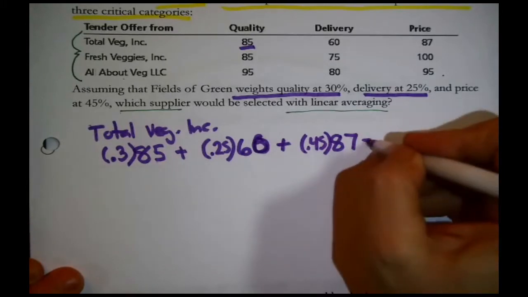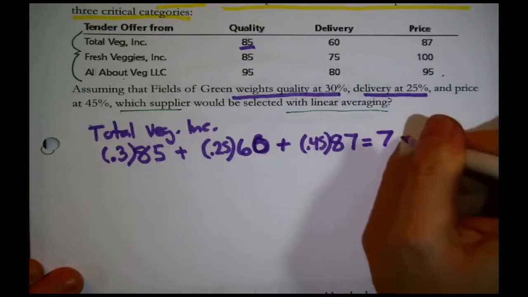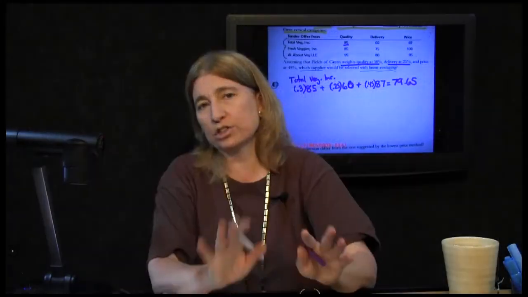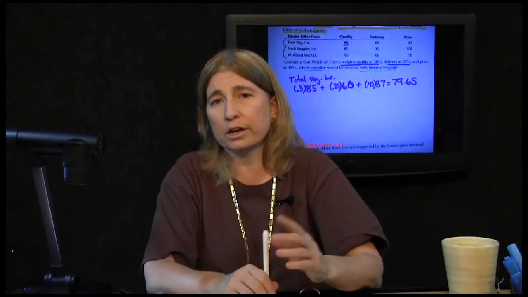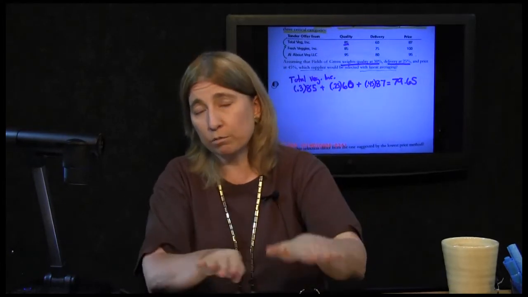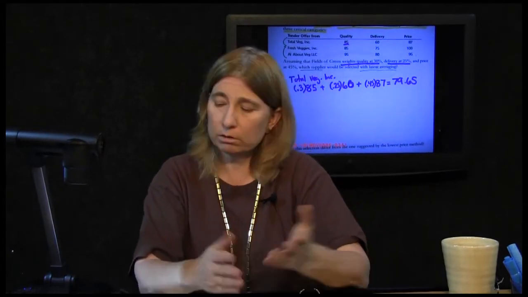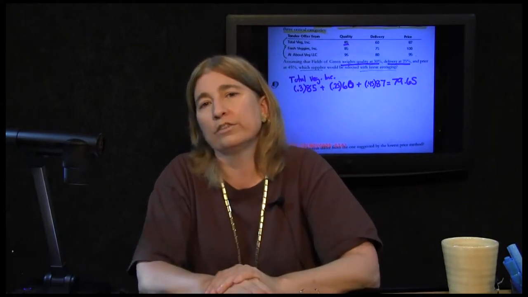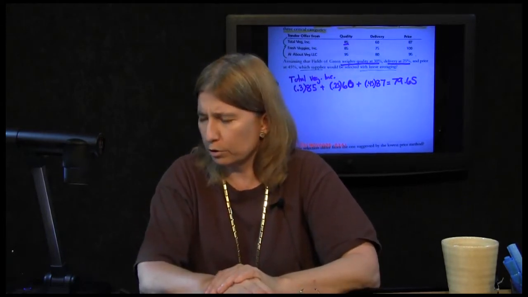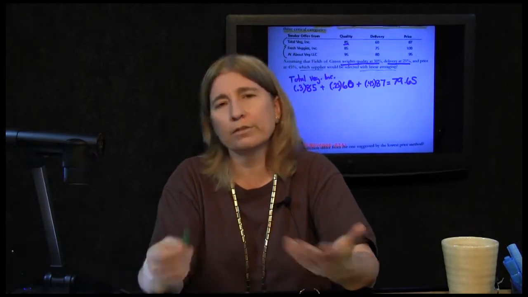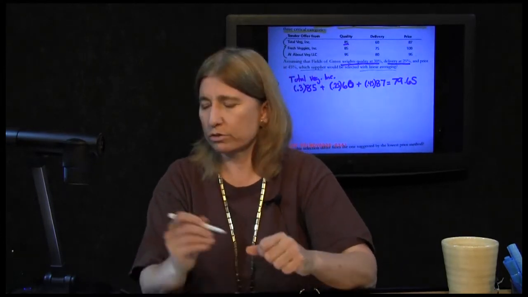Anyway, add them up to create one score that's meant to represent the overall standing based on these 3 different categories that we say, if we were Fields of Green, are important to us, and the relative weights of how important they are. So Total Veg Inc. gets an overall score of 79.65. Now, remember, we're just trying to pick one of these suppliers. We have to do this for the other 2 vendors.